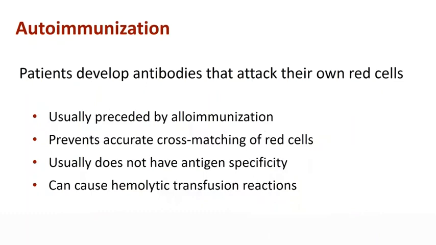Autoimmunization is when the patient develops antibodies that attack their own red cells. Most of these cases are preceded by patients who have been documented to have alloimmunization. This is a serious problem, whether it causes autoimmune hemolytic anemia or not, because the autoantibody will interfere with cross-matching. Many of these don't have antigen specificity, and it's difficult to find the best units, and at times they can cause life-threatening hemolytic transfusion reactions.